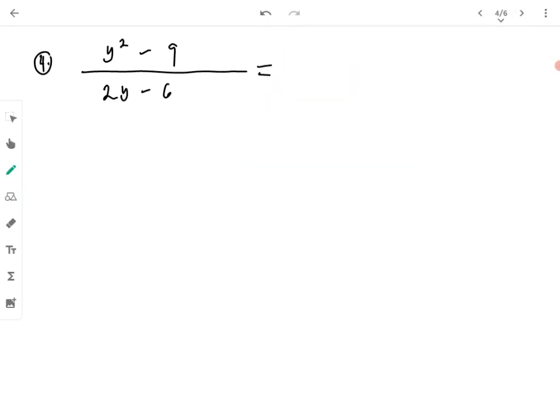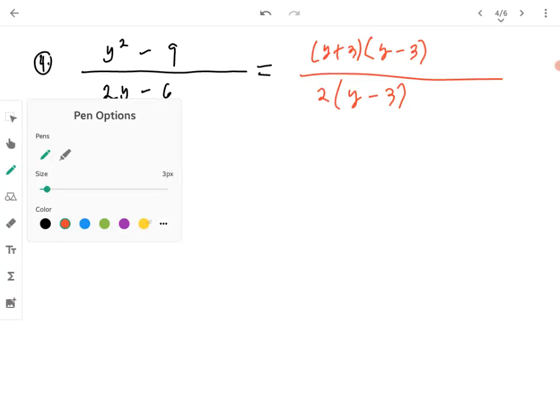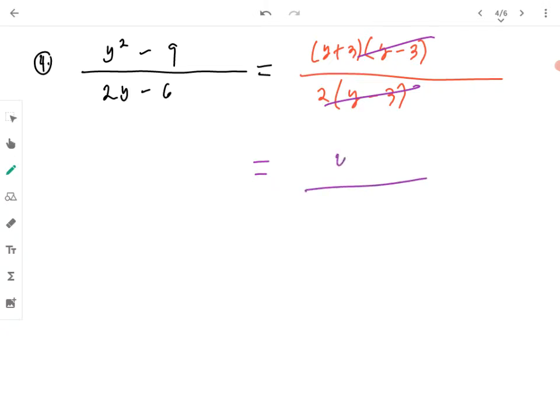Number 4. y squared minus 9 can be expressed as y plus 3 times y minus 3. 2y minus 6 can be expressed as 2 times y minus 3. By division, this becomes 1. We are left with y plus 3 all over 2.